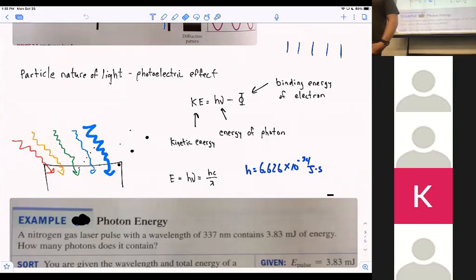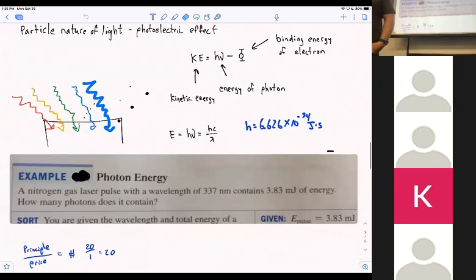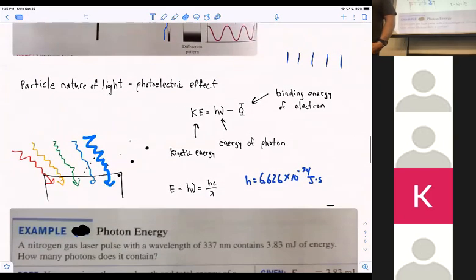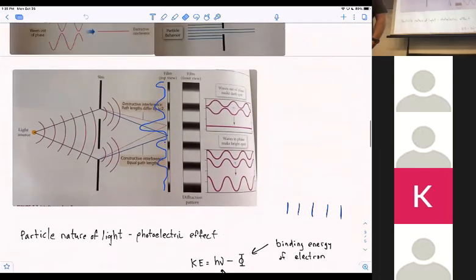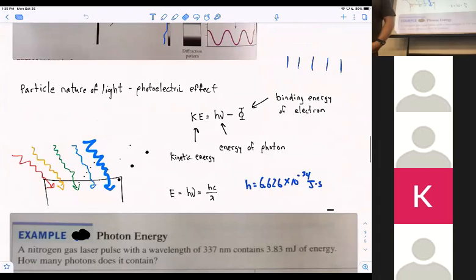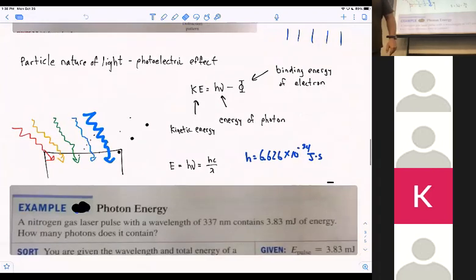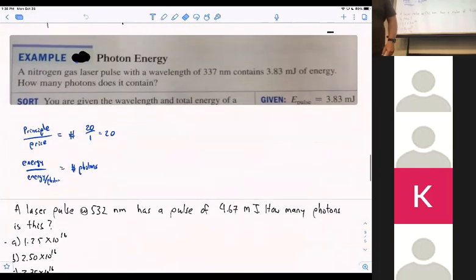Okay, and light is like a particle. It's also like a wave. If you look at light and you expect it to act like a wave, it will act like a wave. And light also has particle-like behavior. So it has these quanta, these photons. And this is where we left off with photon energy.